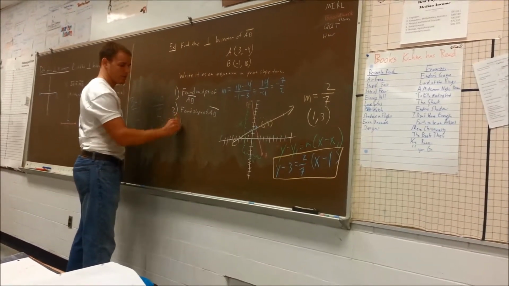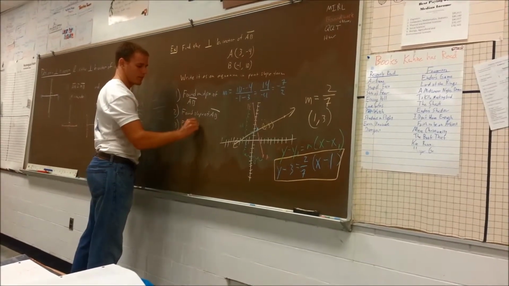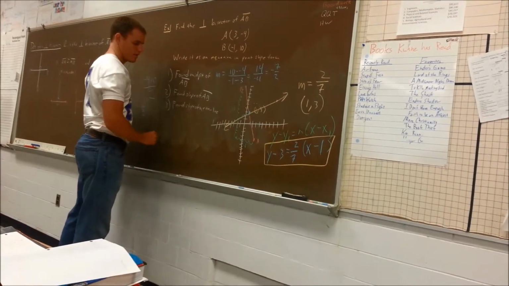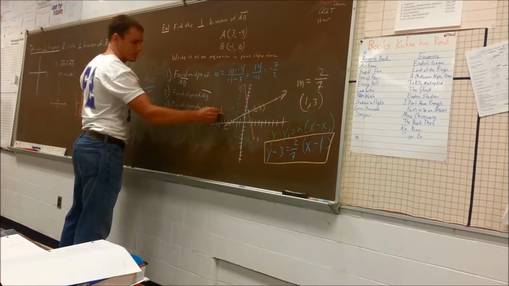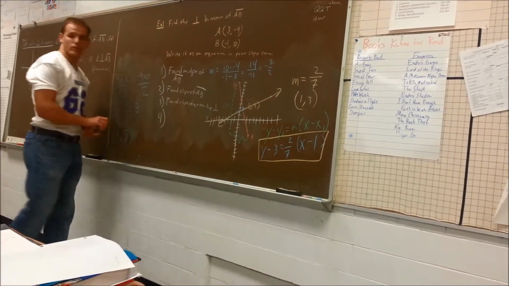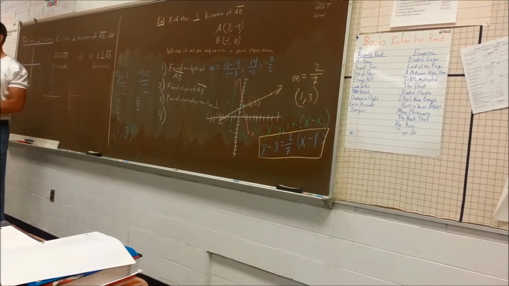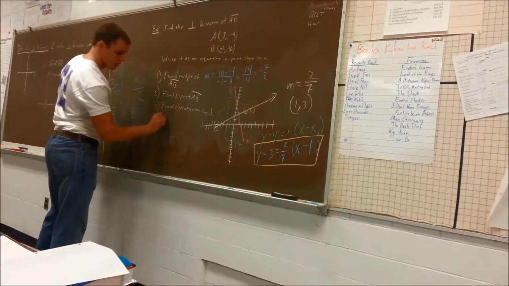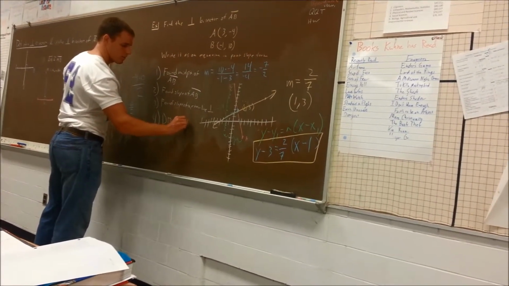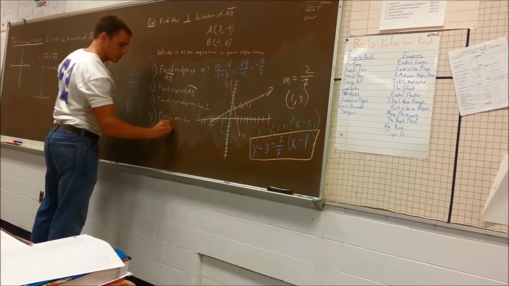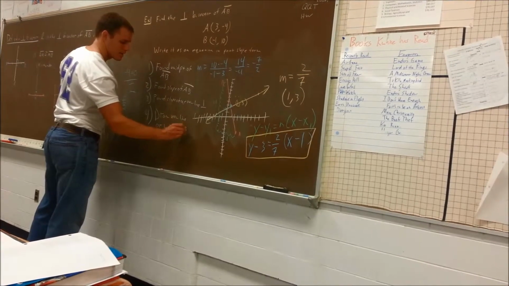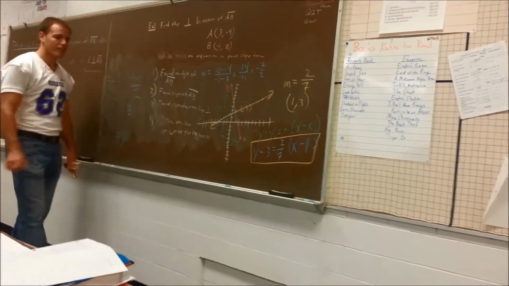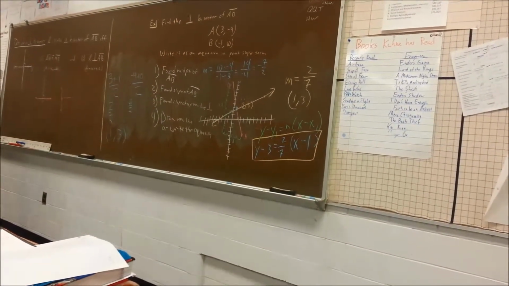And then step 3, we found the slope of our new line, which is perpendicular. And then step 4, once we got the slope, what do we do next? You can draw the new line or write the equation. Here you go, step by step. 1, 2, 3, 4. 4 steps.